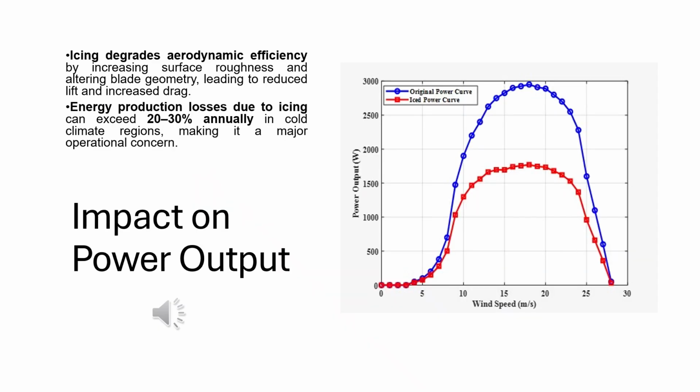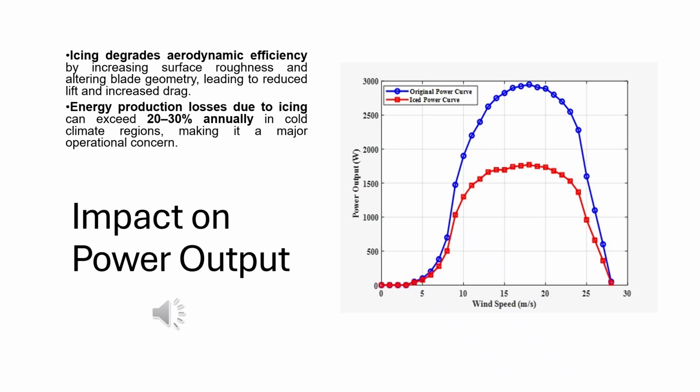Icing not only changes blade shape, it directly affects energy production. As a blade accumulates ice, its shape becomes rougher, which decreases lift and increases drag forces. These changes result in less aerodynamic efficiency and ultimately less power generated for a given wind speed. In fact, in real-world conditions, turbines in cold regions can lose up to 30% of their annual energy output due to icing.